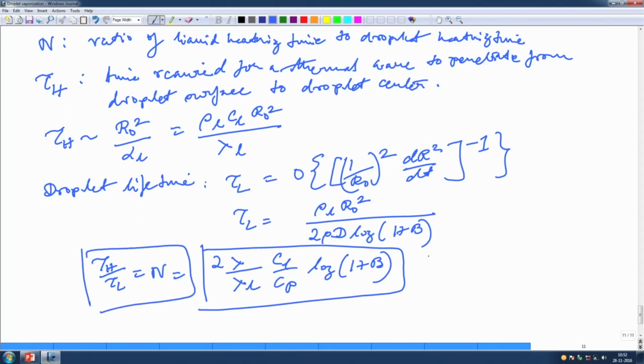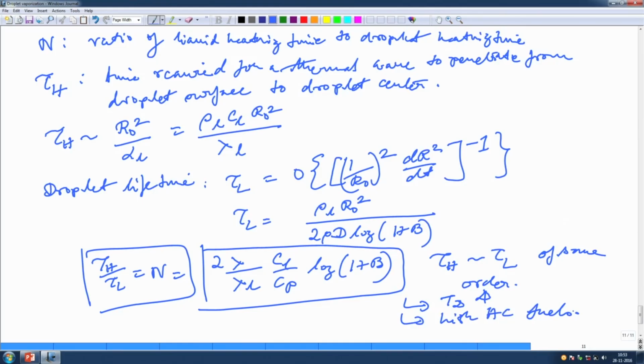In most of the cases you will find that tau L and tau h are of the same order. This is particularly valid if, for a large portion of the droplet lifetime, and it especially happens when your ambient temperature is high, particularly when your T infinity is quite high, and you have higher hydrocarbon fuels.